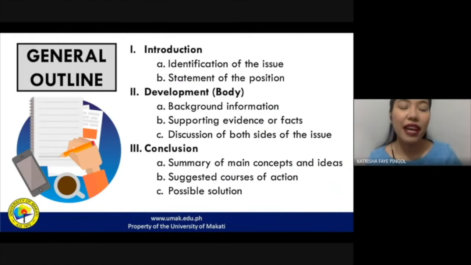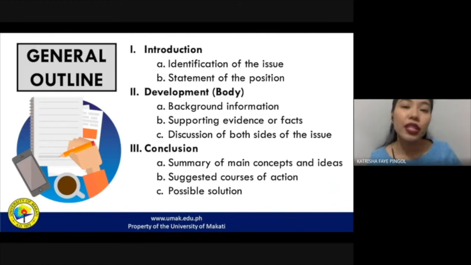On your screen right now, you can find a general outline of a position paper. Now, a general outline is just a recommended outline whenever you write your position paper. So basically, it has three main parts: your introduction, your body, and of course, your conclusion. It doesn't necessarily mean that you will only create three paragraphs. The body of your essay could already contain multiple paragraphs discussing your different information, or the different evidence that will be supporting your claim. So it could contain three or more paragraphs depending on how you will be discussing your essay.